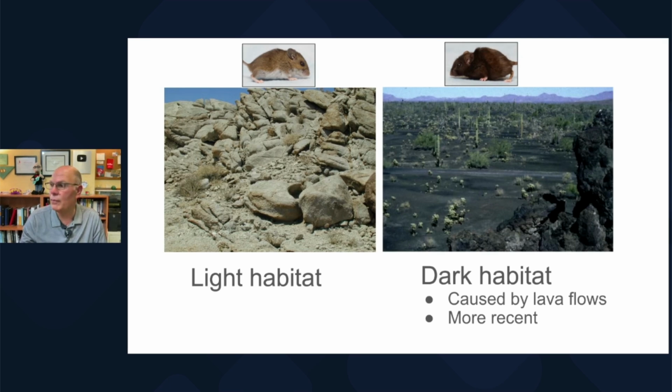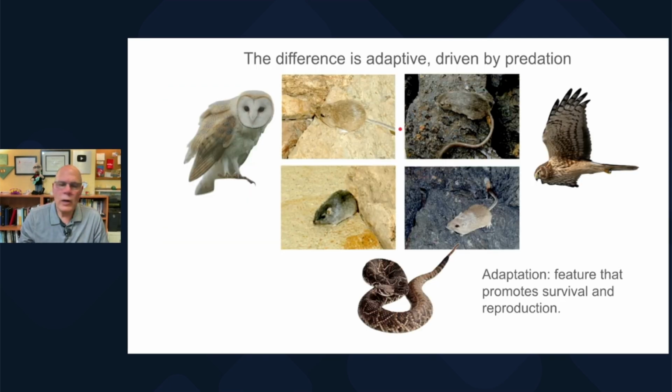But there's a problem. And the problem is that there are many visual predators. And what I mean by that is predators that hunt by sight, like hawks and owls and snakes, though rattlesnakes can also sort of detect heat, but they've got to know where an animal is. And you can see that a light-colored mouse on this light, rocky substrate is relatively well camouflaged. But if it's on the dark substrate, it's literally food that's just waiting to be eaten by these visual predators.